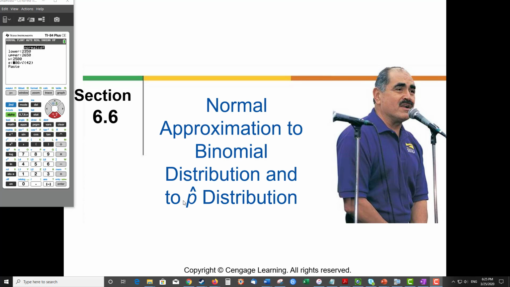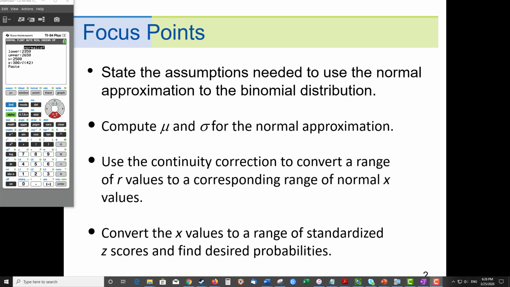Welcome back, statisticians. We are going to take a look today at how to do normal approximations to the binomial distribution. In a second video, I will talk about how to do this with the p-hat distribution. Knowing how to do it with the binomial distribution is going to be more important for you, however. The other is important too, but just not as important.